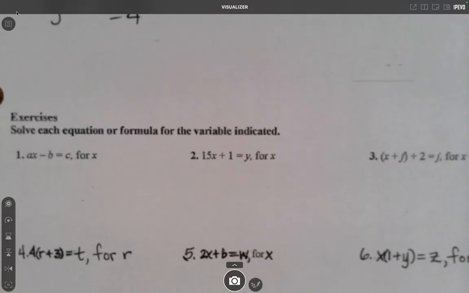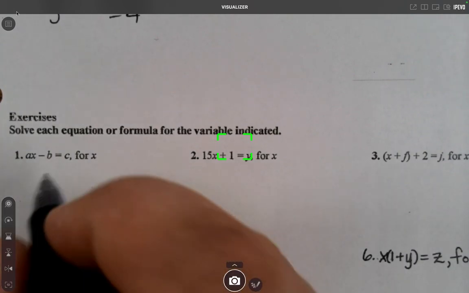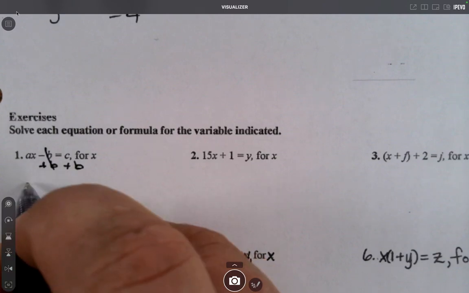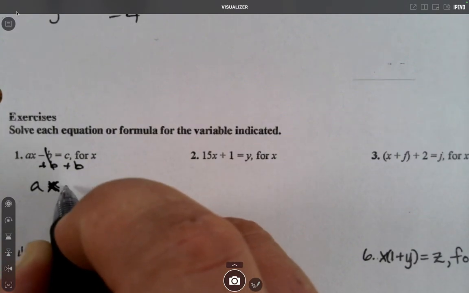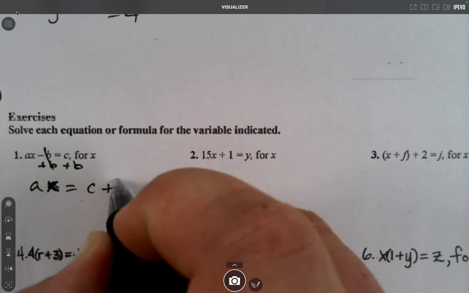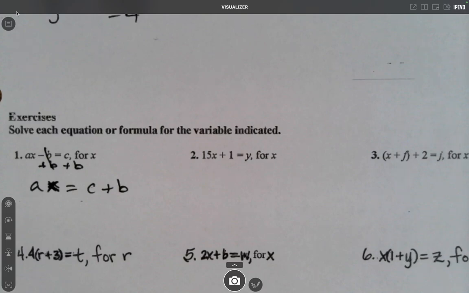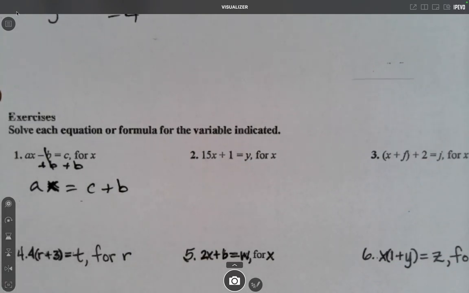I'm a little off focus. Let me fix that. There we go. So first I'll add b to both sides. So that gives me ax equals c plus b. Again, I can't combine c and b because I don't know what their value is. They're not like terms. So I just write c plus b.